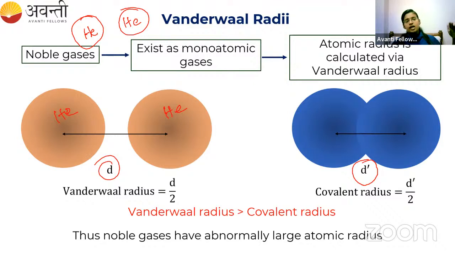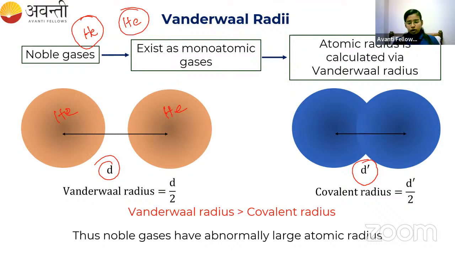So if you take a particular period, if I take the second period, which starts from lithium and ends with neon, neon will have the largest atomic radius value, because of this reason only. So this is all about the atomic radius. Under atomic radius, we have studied three subcategories. So this is all about the concept, about the physical property which is atomic radius.